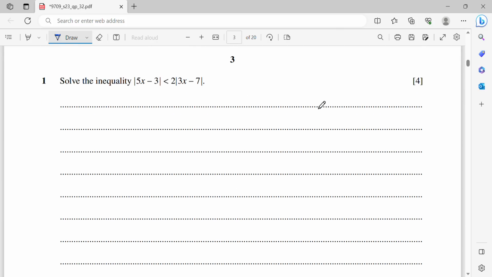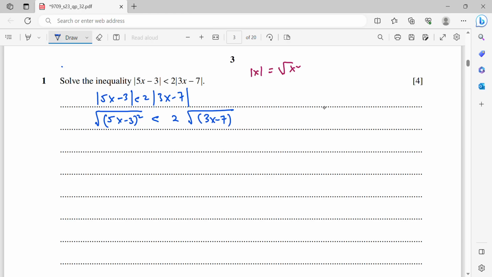For question number 1, solve the inequality modulus of 5x minus 3 less than 2 times modulus of 3x minus 7. So first of all, I will copy this question. Now the modulus definition is, modulus x equals square root of x squared. This is the definition for modulus x, to make sure that it is positive. So now from here, I will change the modulus of 5x minus 3 to square root of 5x minus 3 squared, then less than 2 square root of 3x minus 7 squared.